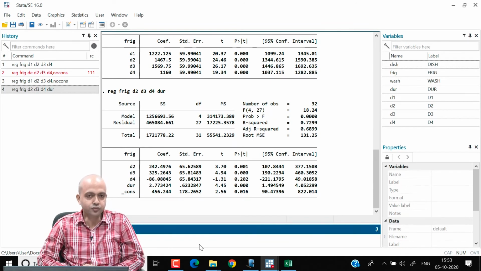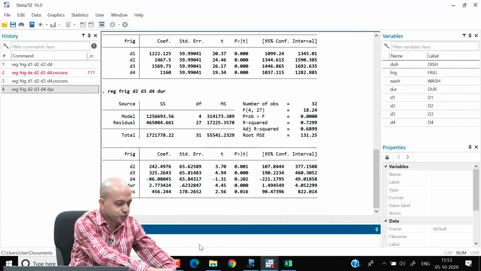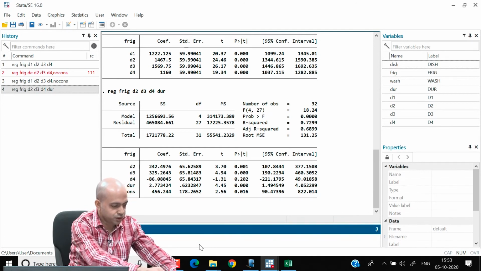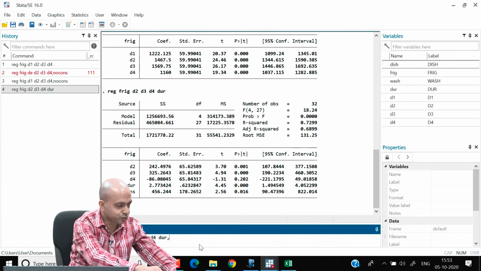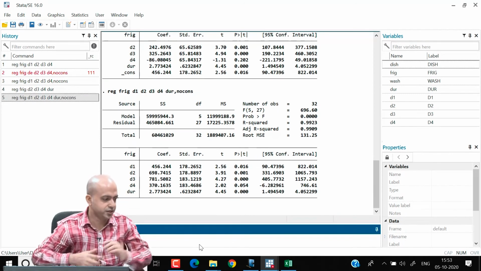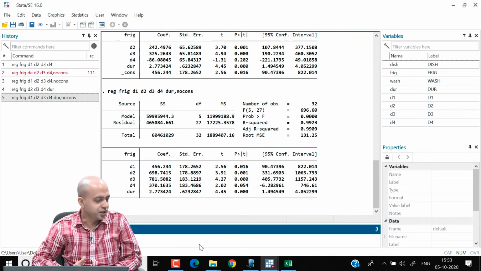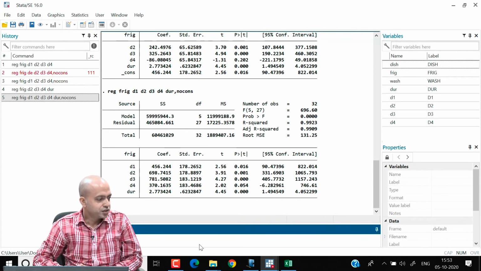But we have to keep in mind, okay, every additional expenditure on durables results in 2.77 units more sales in refrigerators. Okay, and if you introduce 4 dummies, reg frig, then D1, D2, D3, D4, and durables, you have to mention no cons. That means I don't want the intercept. And then what is happening? Here also, you look at sales in all the quarters are significant, but sales in the fourth quarter is significant only at 10% level, because the p-value is 0.54.